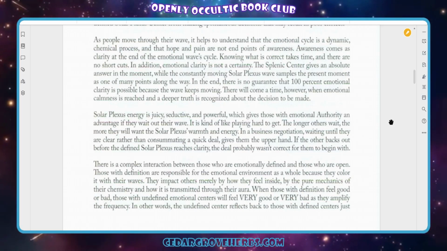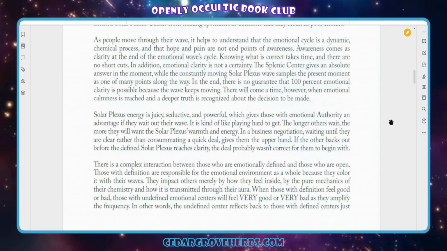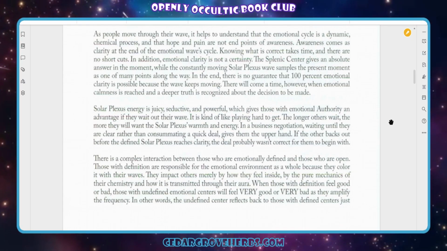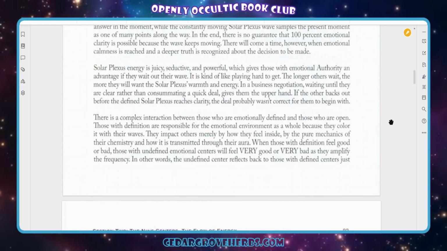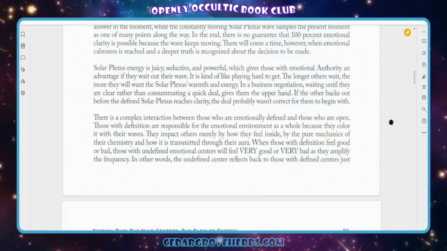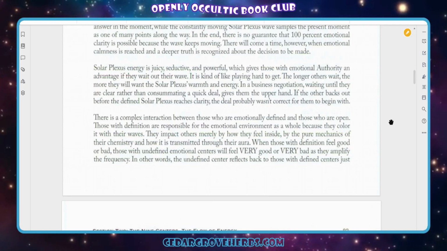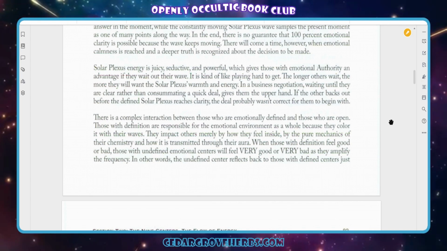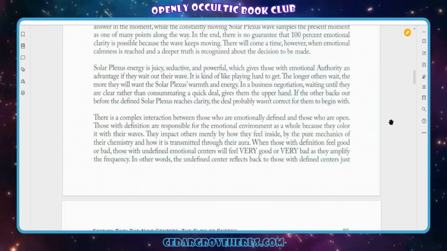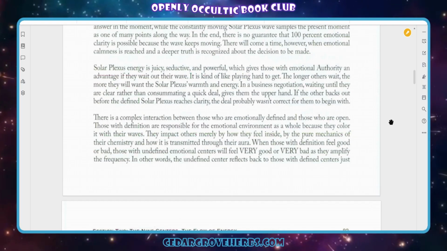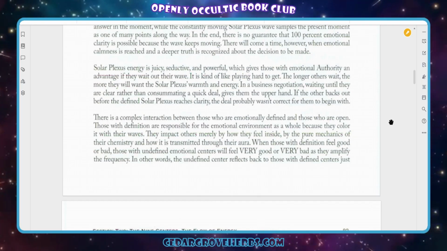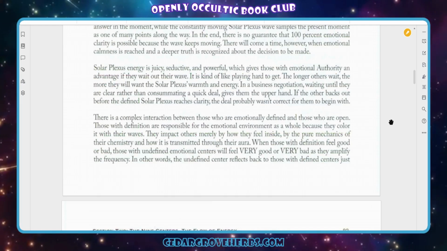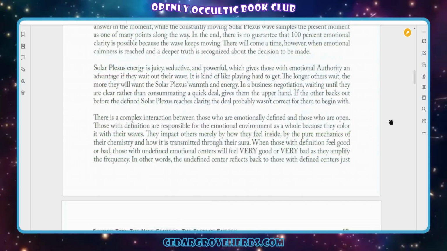There's a complex interaction between those who are emotionally defined and those who are open. Those with definition are responsible for the emotional environment as a whole because they color it with their waves. They impact others merely by how they feel inside, by the pure mechanics of their chemistry and how it's transmitted through the aura. When those with definition feel good or bad, those with undefined emotional centers will feel very good or very bad as they amplify the frequency.